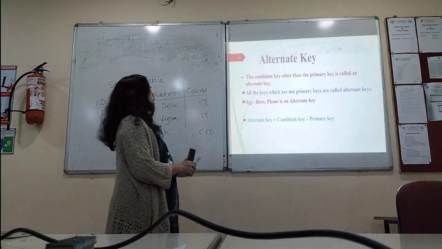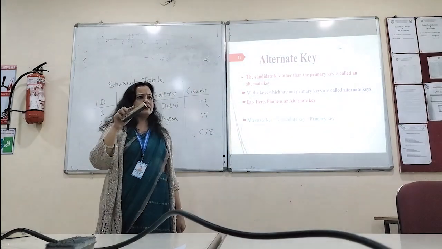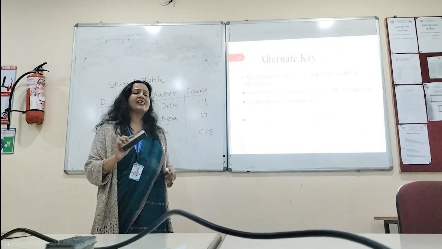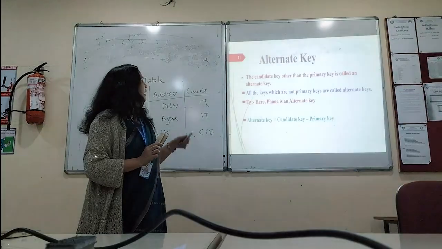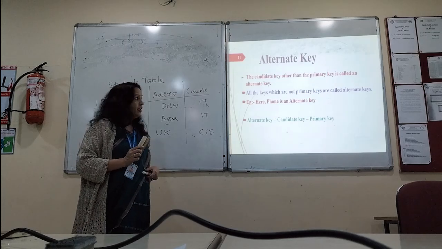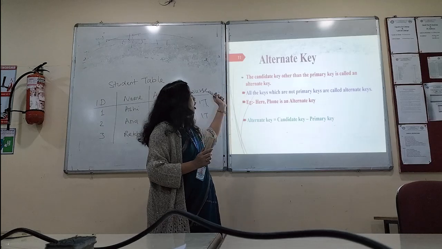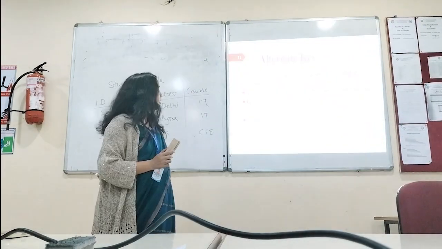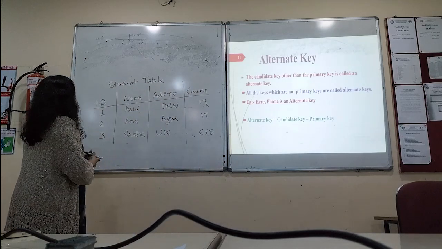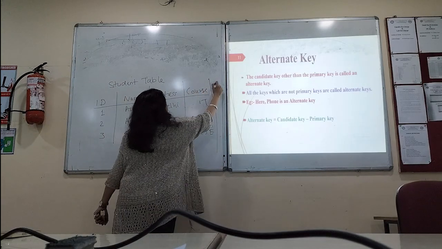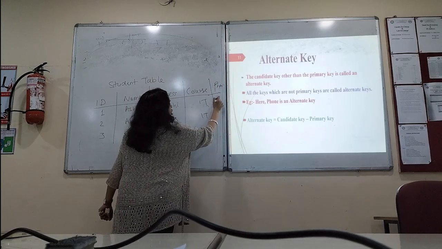Now what is an alternate key? Alternate is an option for others. When we say this person is an alternate for this, that means that person will work in place of the first person, right? Similarly, candidate keys other than the primary key can be called alternate keys. All the keys which are not primary keys are alternate keys. For example, in this example, if you have phone here also, you know phone numbers are unique for all the candidates.